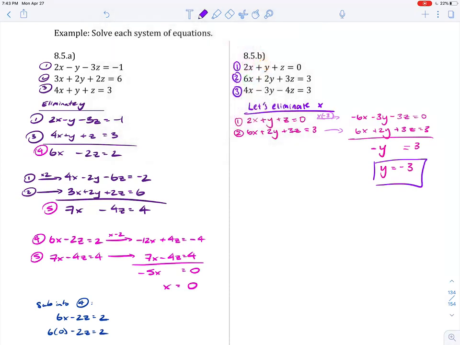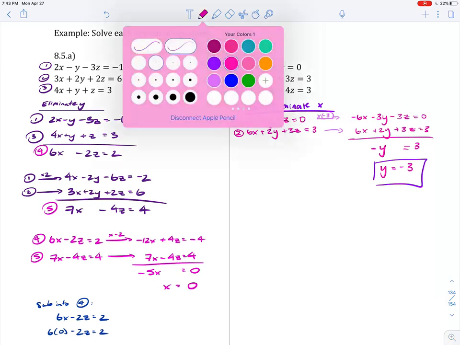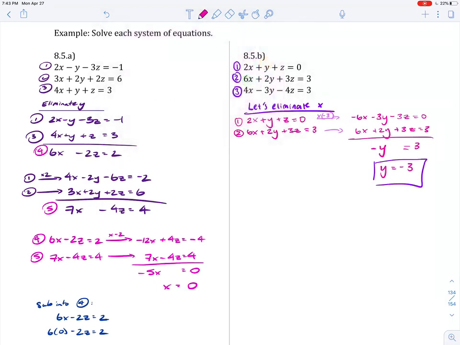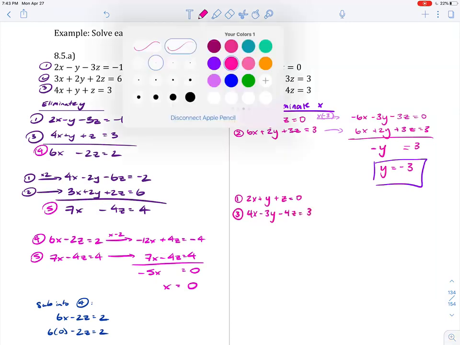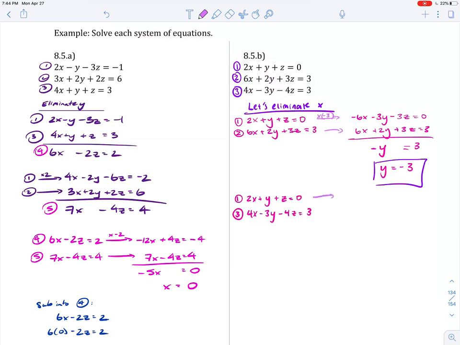So I'm going to try and do another combination of my first set of equations. I did 1 and 2 first. I'm going to do 1 and 3 next. That seems reasonable. There's a hair on my screen. Okay, so I have 2x plus y plus z is equal to 0 for equation 1. And for equation 3, I have 4x minus 3y minus 4z is equal to 3.